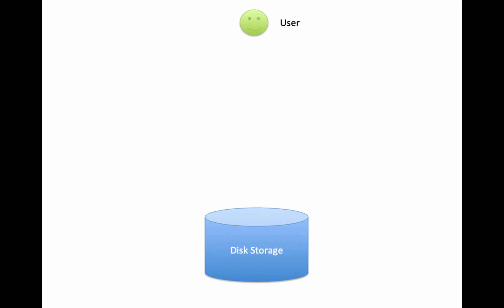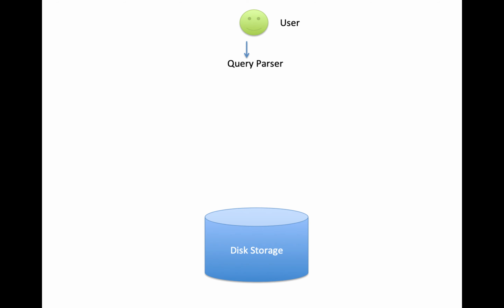So here is a diagram of two things, the user and the disk storage. The disk storage is where our data will be stored. Essentially, a database needs to be stored in an offline or a disk so that when the computer is off, the data is still saved. So from the user to get to the disk storage, there are many things that it has to go through before the data can be retrieved.